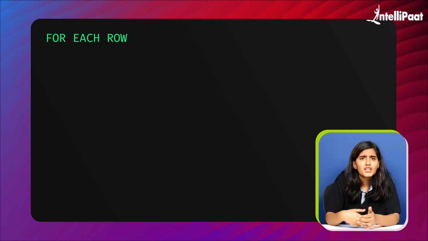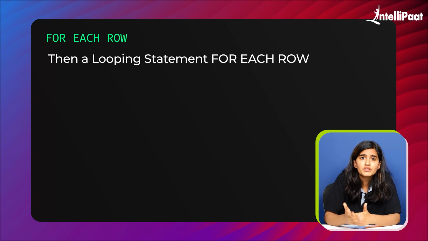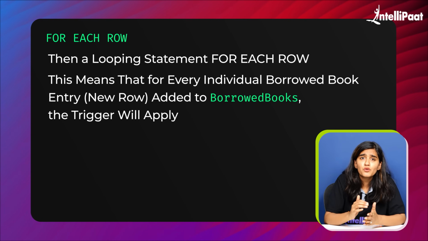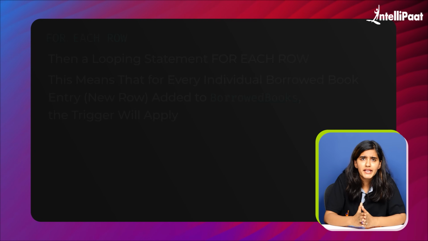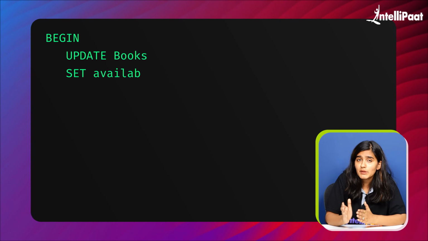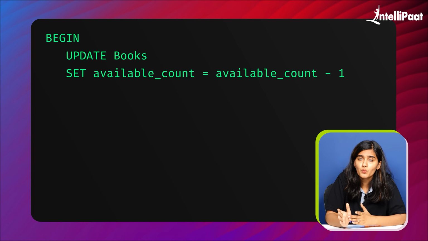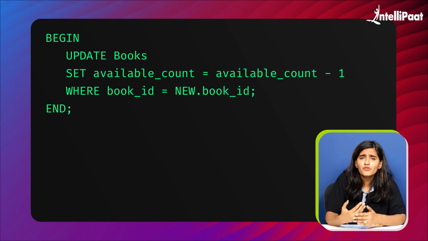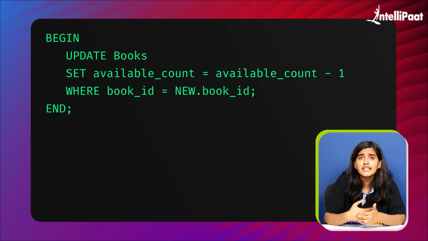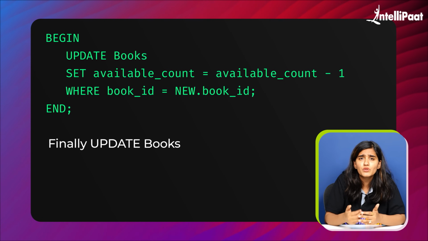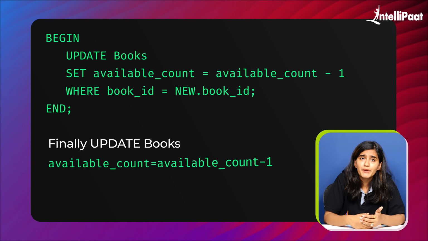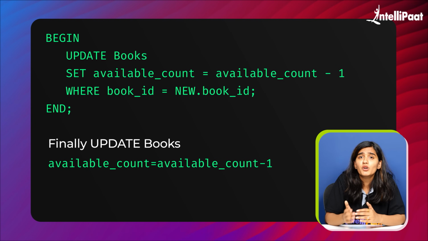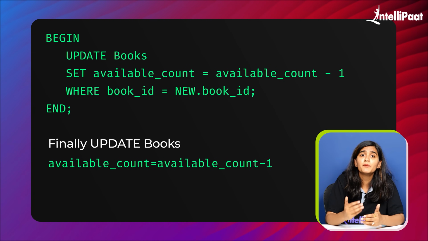Then for each row. This is like a looping statement for each row. This means that for every individual borrowed book entry, new rows added to borrowed books, the trigger will apply. Then begin. Update books, set available count equals available count minus 1, where book ID equals new.book ID. Then end. And then what we are doing with these queries, we are finally updating the books. Now this is where the actual update happens. The books table is updated by reducing the available count by 1 for the borrowed book. And the new.book ID here refers to the book ID of the borrowed book.